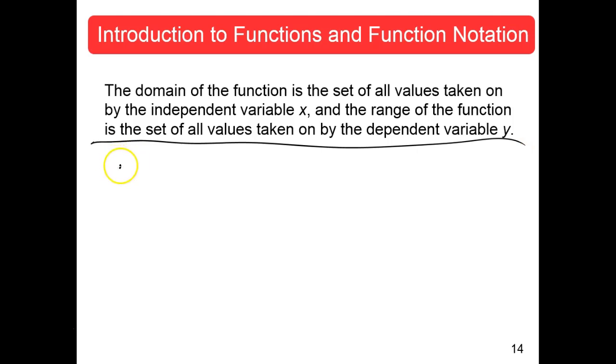Let g of x equal minus x squared plus 4x plus 1. Find each function value. First, g of 2. Guess what we do? Plug it in. So what do we plug in? How do we do that?